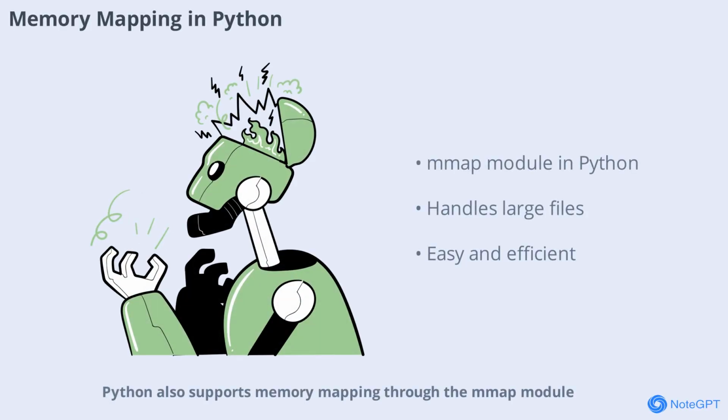Python also supports memory mapping through the mmap module. This module allows Python programs to map files into memory and access them as if they were byte arrays. Memory mapping in Python is popular for processing large text files, binary data, or working with memory-mapped databases. It combines ease of use with the performance benefits of memory mapping.